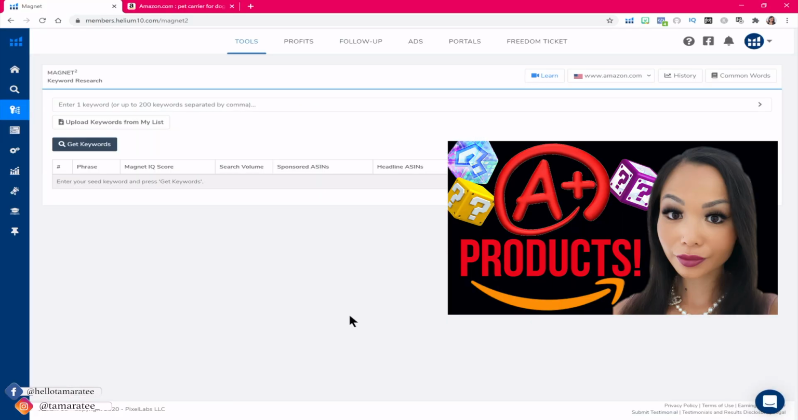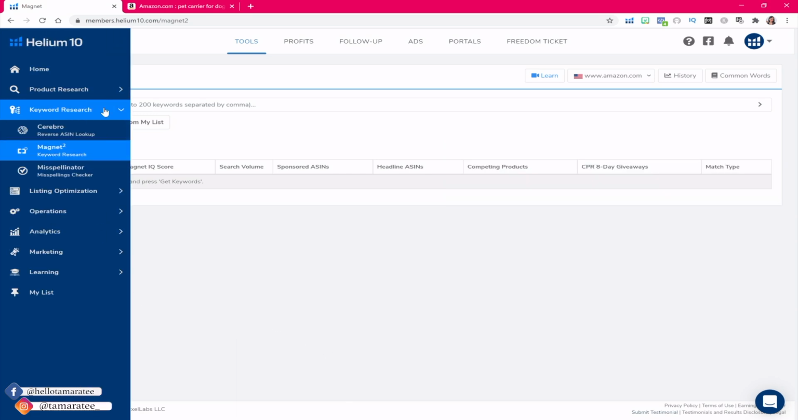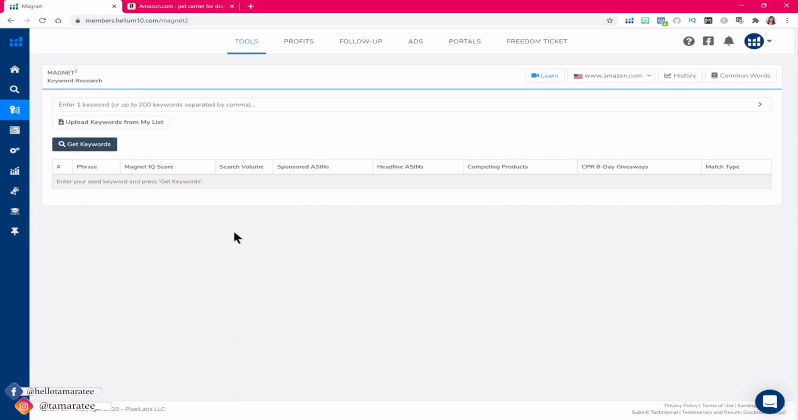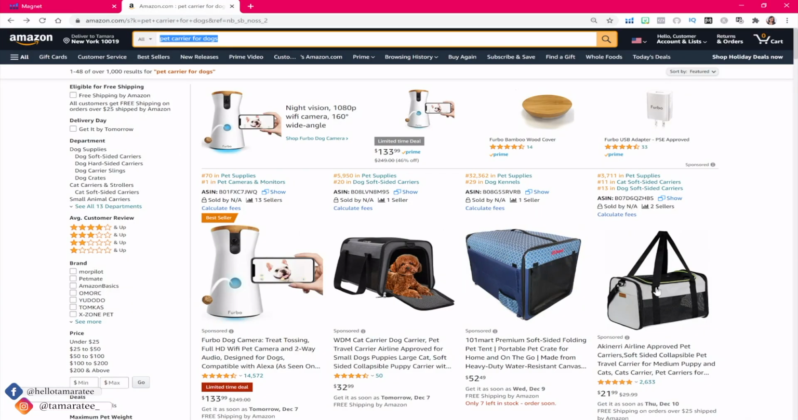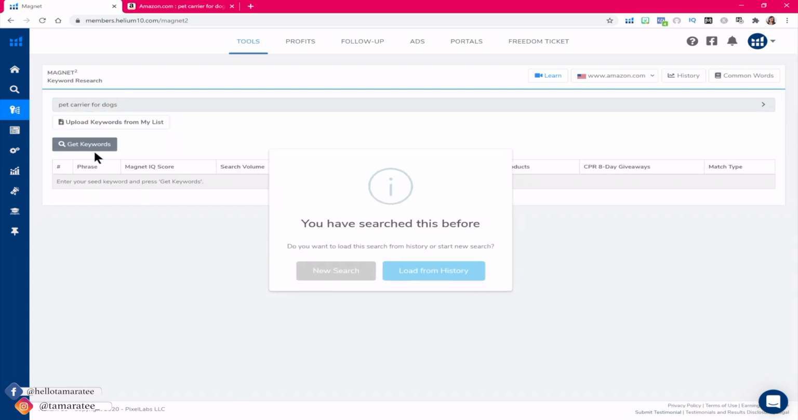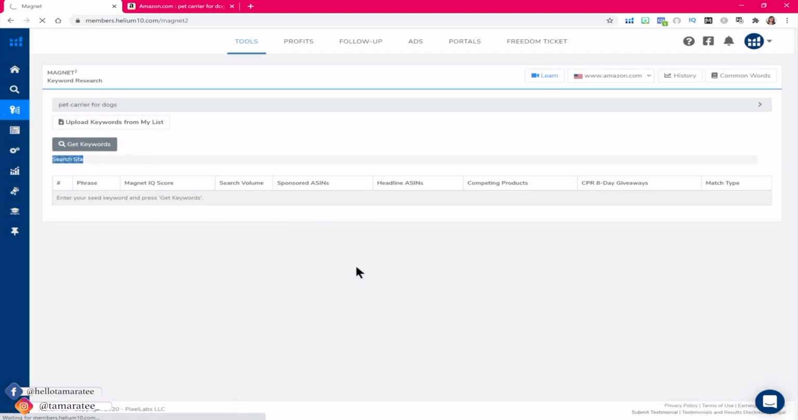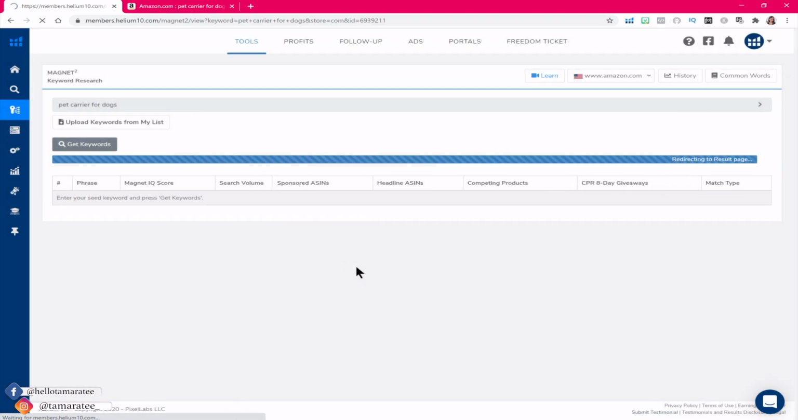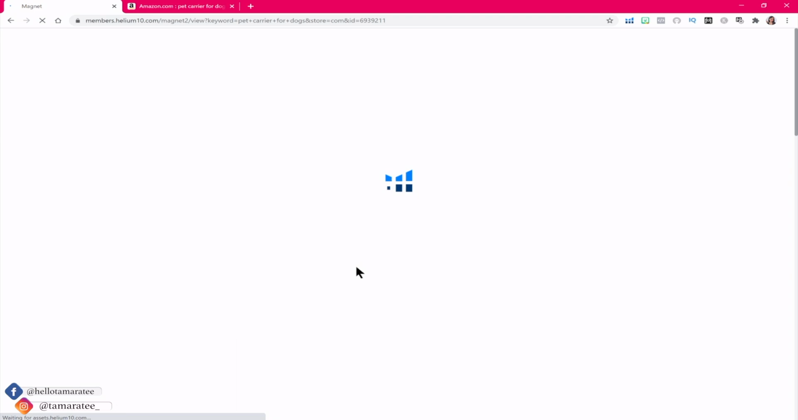I also want to spend some time talking about Magnet keyword research. So we just went through product research Black Box, but now we have to focus on Magnet. So whenever you are trying to do your research on Amazon, this is a pet carrier for a dog, but it all started from typing in this keyword. So if I type in here pet carrier for dogs, this will pull up all of the related keywords for pet carrier for dogs. Why is this important?